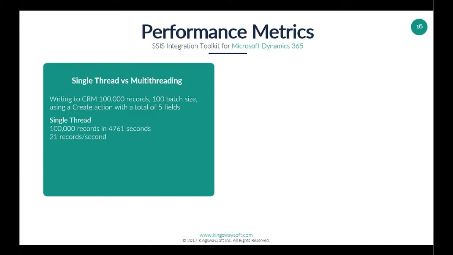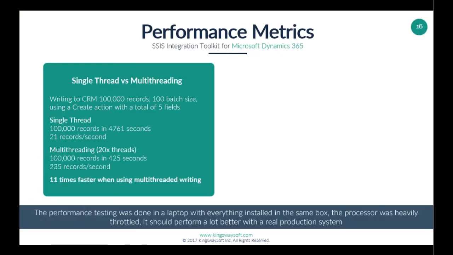And also note that this was done on a laptop, not on a SQL server, so performance itself is not as great as it will be in a production instance. When we had the multi-threading, we had 20 threads enabled. So those 100,000 records were written in 425 seconds. That was 235 records per second. So 11 times faster using the multi-threaded writing.